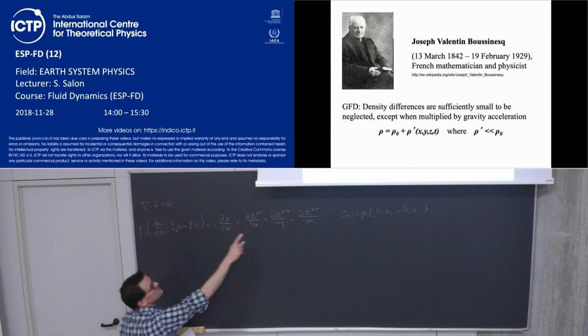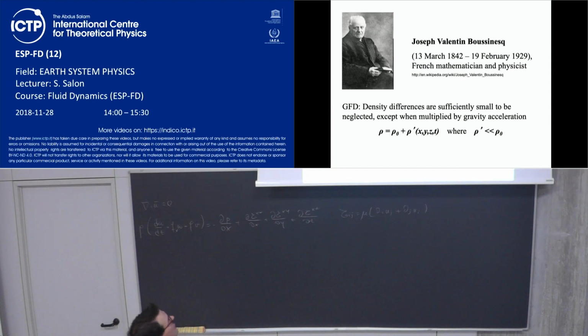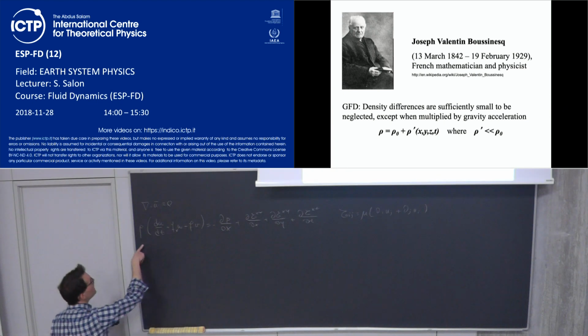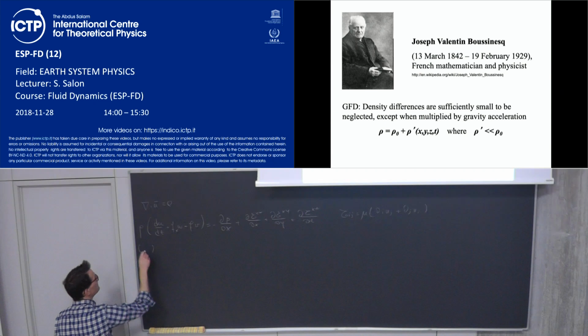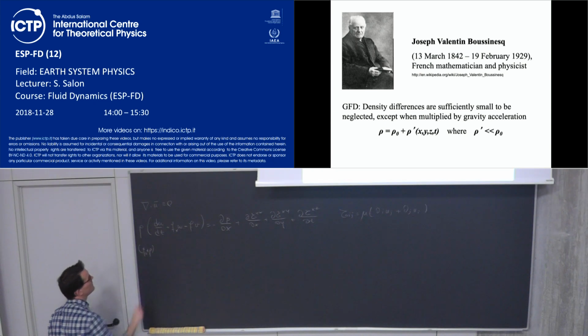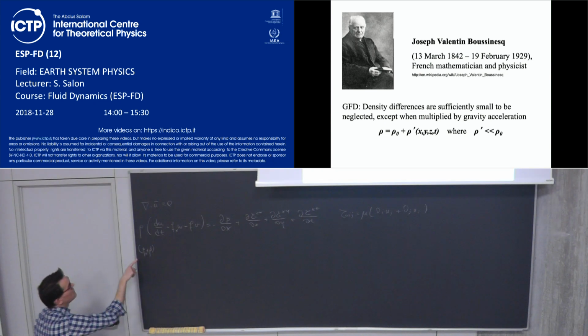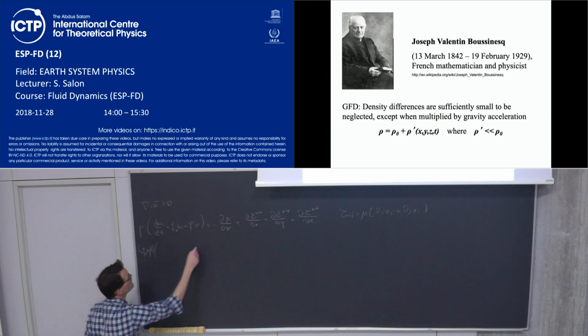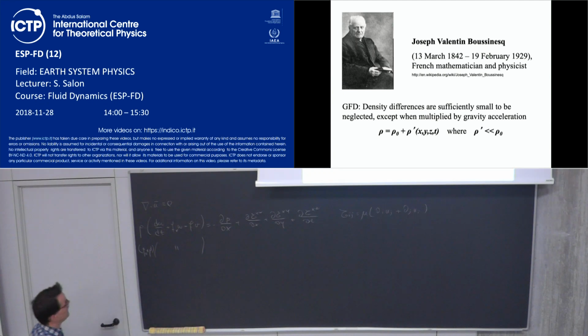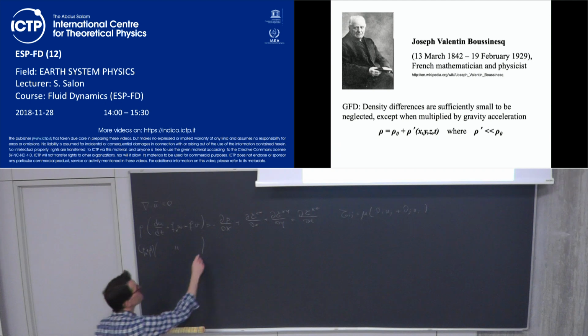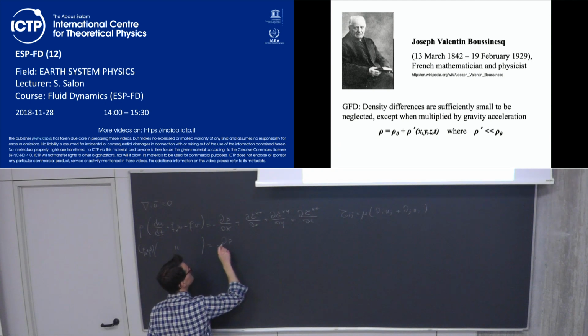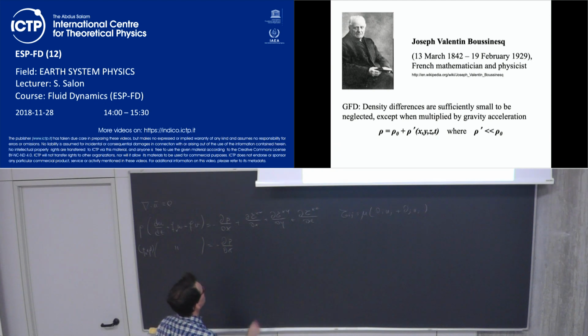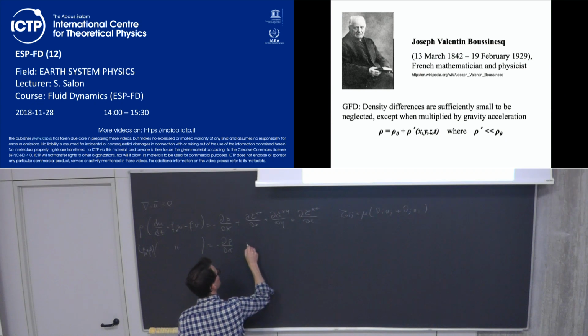Okay, so remember our approximation. So what we can do here is to simply substitute rho as the sum of rho 0 plus rho prime. This remains the same. This remains the same. What happened here? So let's start to look at this term.